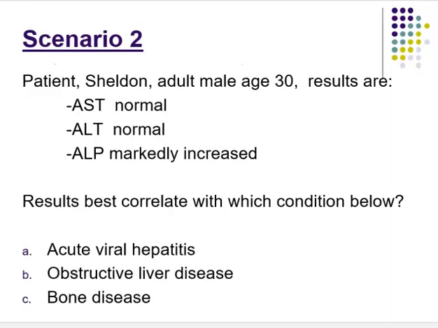Let's look at this next scenario. We have patient Sheldon, an adult male. He's 30 years old, and his results are as follows. The AST is normal, the ALT is normal, but the ALP is markedly increased. So the results best correlate with which condition below?